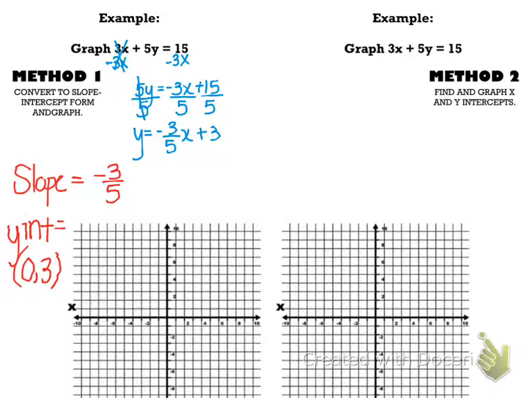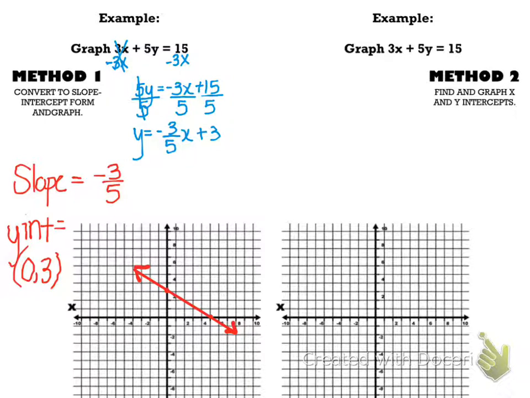So when we graph, we start with the y-intercept. So at 0, 3, I'm going to put a point right here. And then my slope is negative 3 over 5, so I'm going to go down 3 to the right 5. And here's my next point. So let's see if I can draw a straight line. So I connected the points, and I'm going to draw my tails on either end because the line keeps going.